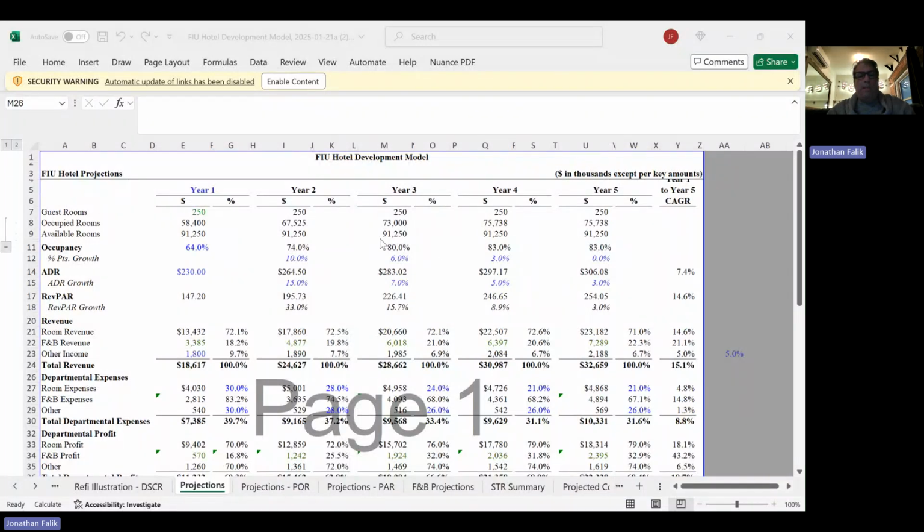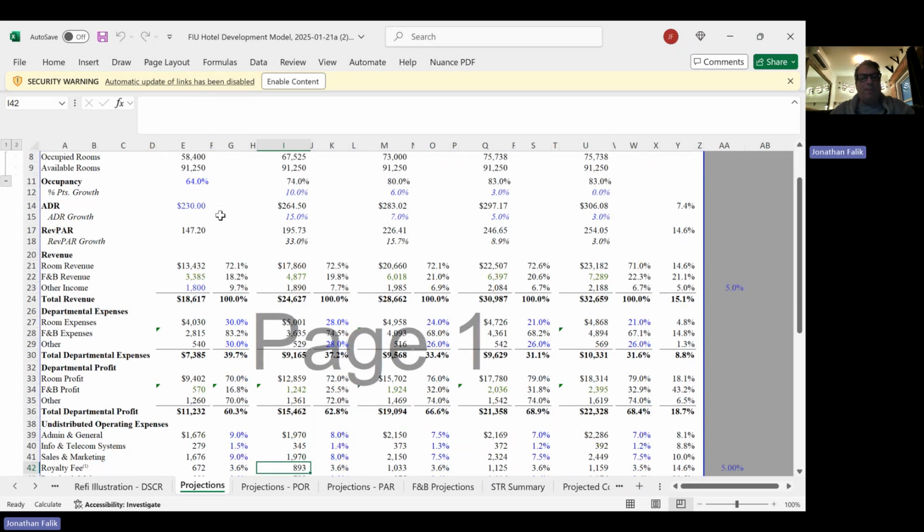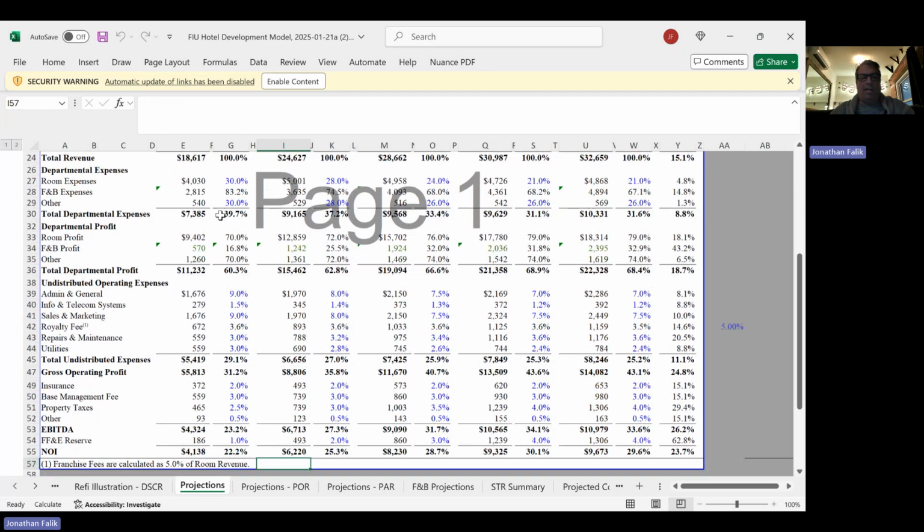Okay, so this should be appearing on the screen, and this is the same model that we've been using. So here there's 250 rooms, and we have occupancy of 64%, growing to 74, to 80, to 83. Okay, I can make up those projections, but I have to have a reason for that level of growth. Same thing, we start the ADR at 230, it grows 15% in year 2. That might be aggressive, it might not. It depends on how conservative year 1 is. And we've spent a whole bunch of time going through all the line items on this page.